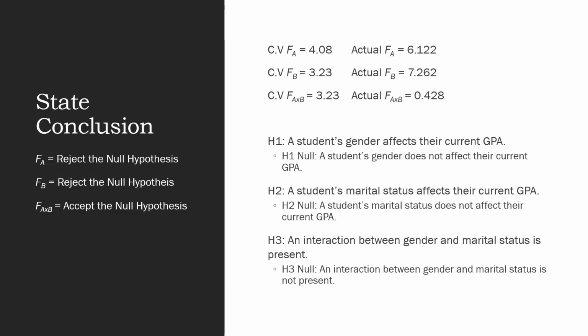Now we state our conclusion. For F sub A, we would reject the null hypothesis. F sub A corresponds with our first hypothesis, so we would reject "a student's gender does not affect their current GPA." For F sub B, we would reject the null hypothesis. So we would reject "a student's marital status does not affect their current GPA." And for F sub A times B, we would accept the null hypothesis. So there is no interaction between the gender and the marital status.